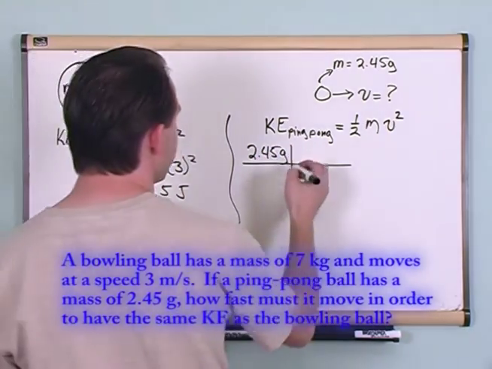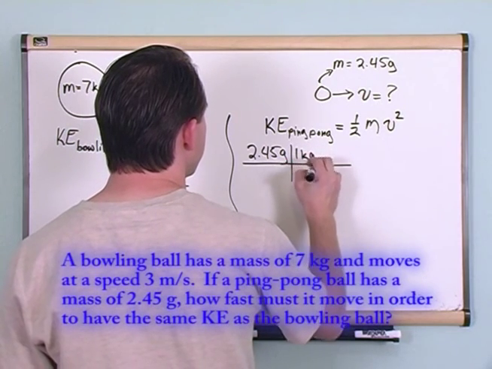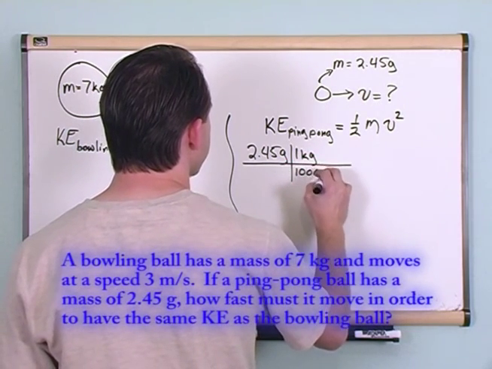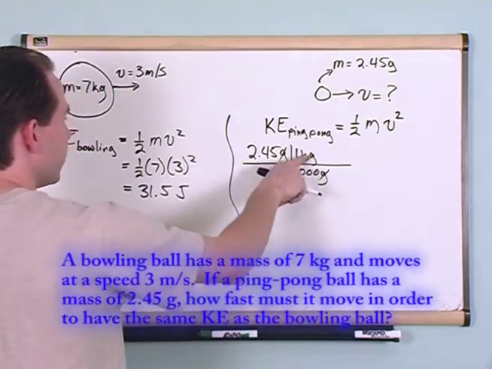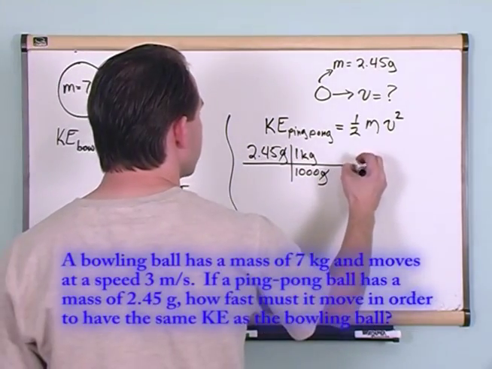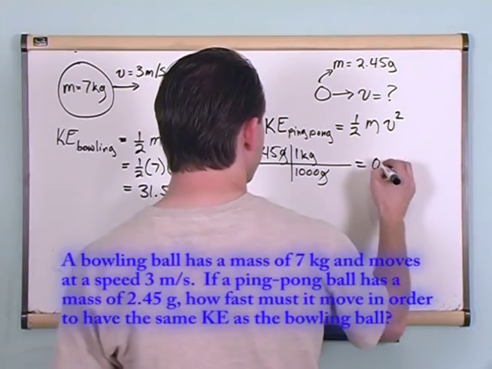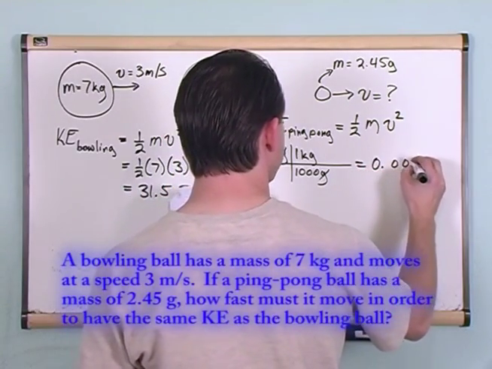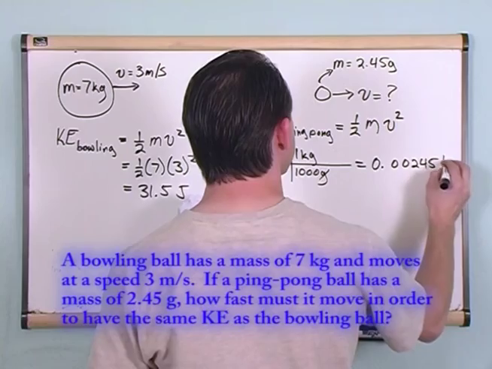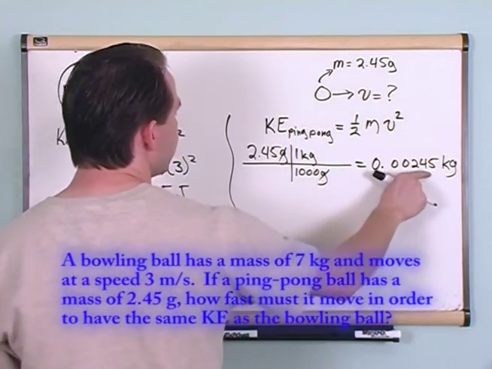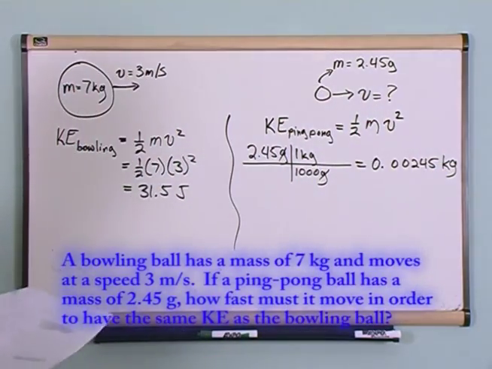And if you can't do that in your head, you could say 1 kilogram is 1,000 grams. Grams cancel. I'm left with kilograms on the top. So you have 2.45 divided by 1,000, and you will get 0.00245 kilograms. It makes sense that it's a small number because the mass is a ping pong ball after all. It's a pretty small little ball.